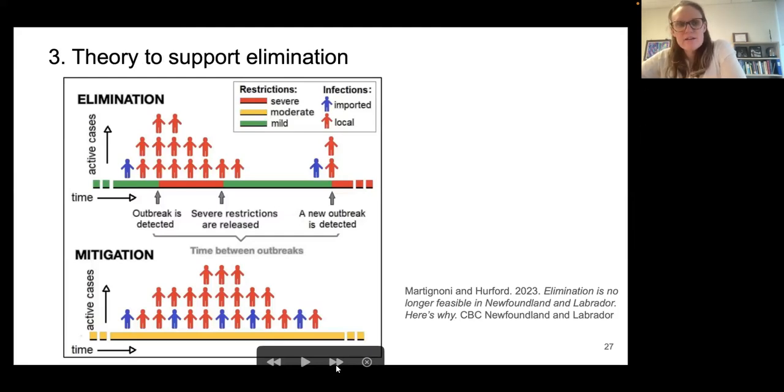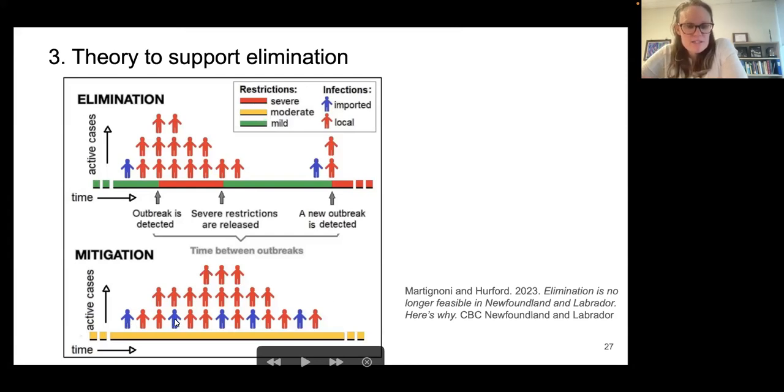This is a graph by Maria Martignoni, and the idea is that elimination can happen if the time between importations is large and the time it takes to get rid of the community cases is relatively short. At the top, you see an elimination strategy, and there are the blue people, which are importations, and they happen pretty far apart. So you're able to get rid of the community outbreak with these red severe restrictions, and then you can have mild restrictions until the next importation comes.